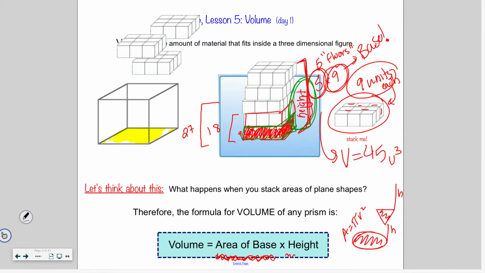Okay, so it's the area of the base times the height. And that works for all prisms. And you just have to understand which is the base. Okay, please, please, please take some time to write this in your notes. Write this down. This is really, really key for today. That's basically our only formula for today: the area of the base multiplied by the height.